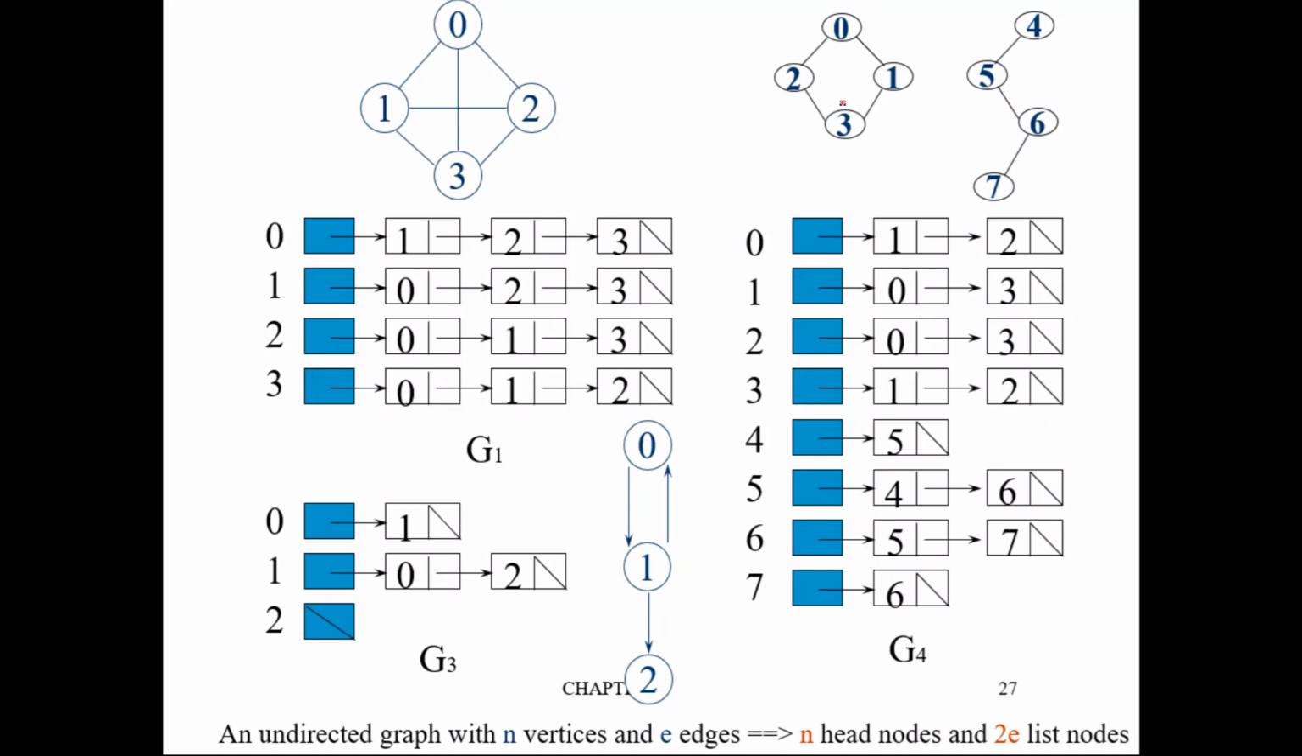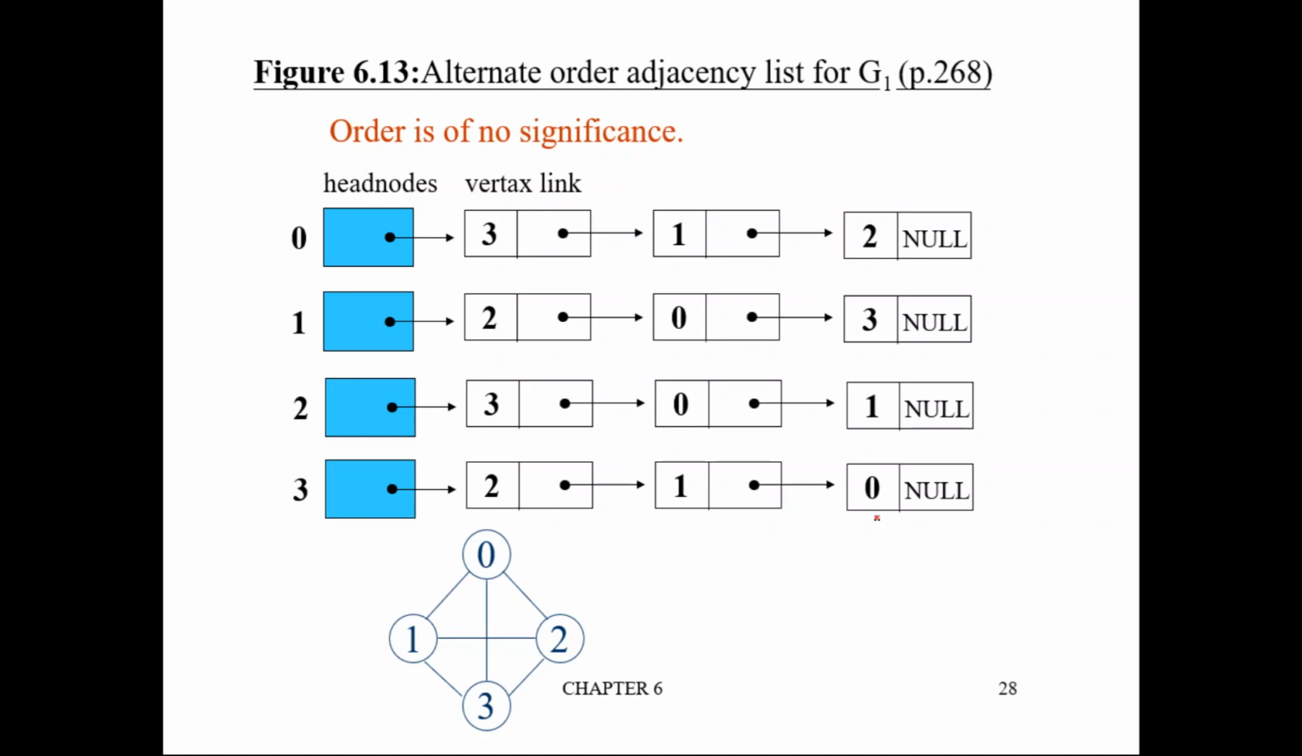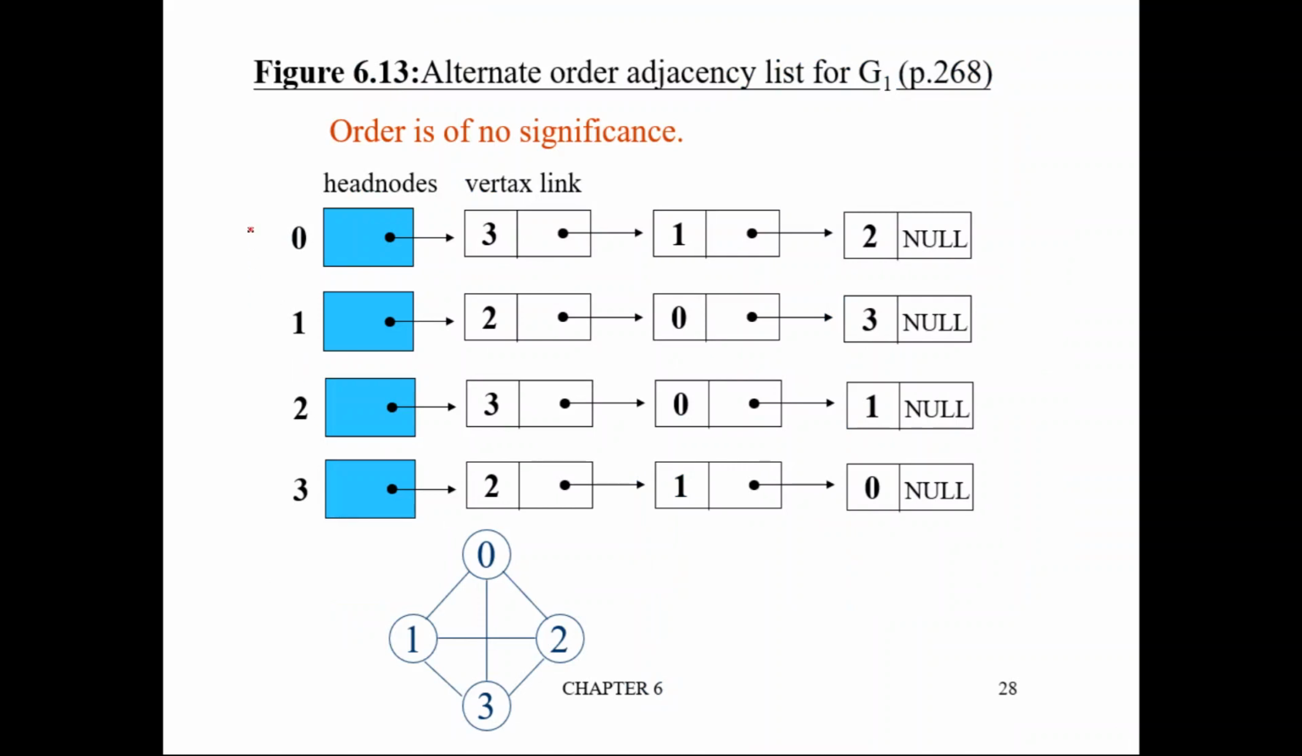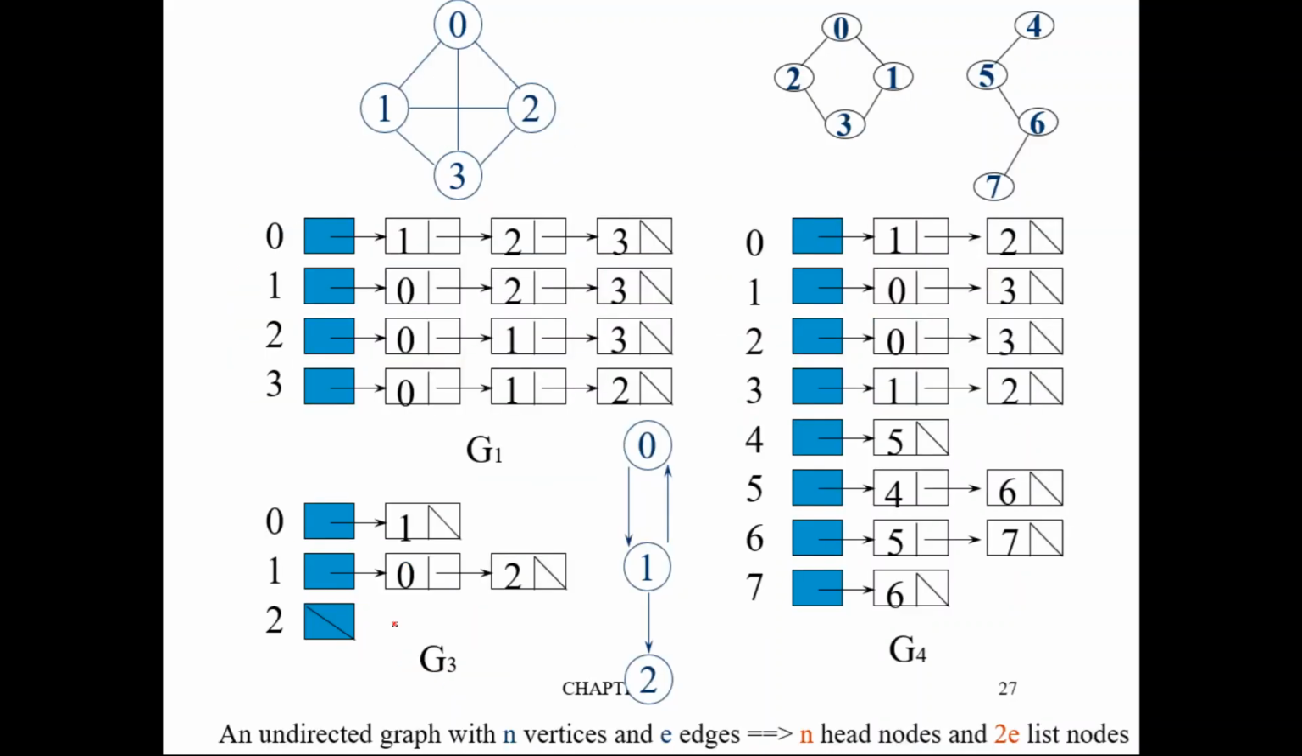From 3 there is a path from 3 to 1 and 3 to 2. So 3 to 1 and 3 to 2 is represented as 1 to 2. So on and so forth, it is represented. This type of representation is called list representation. In list representation, the order is not an important thing. So this is again the same list representation of the graph which is given here.